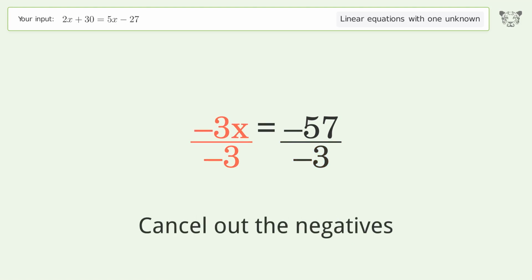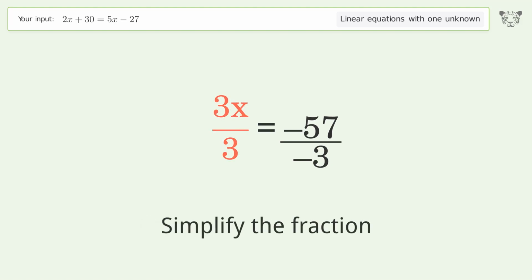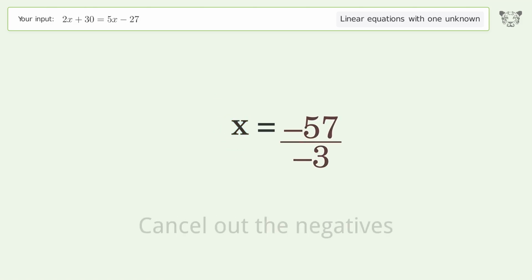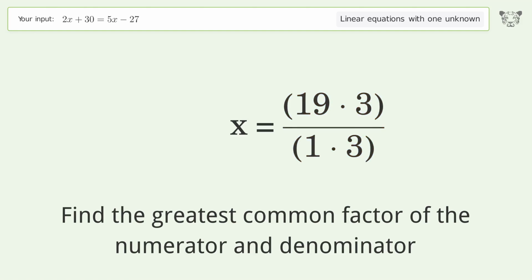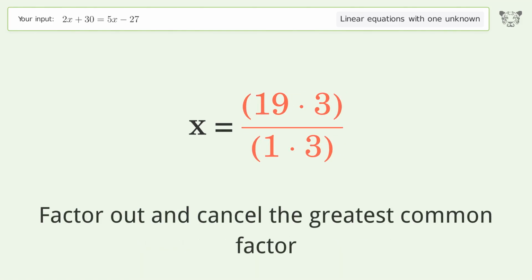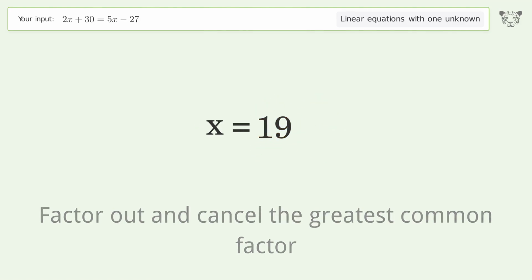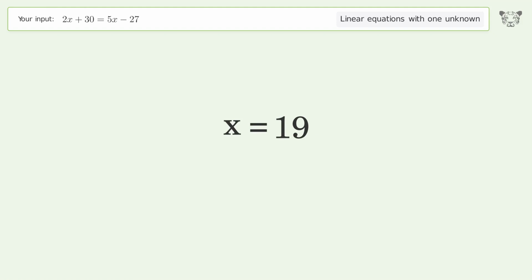Cancel out the negatives. Simplify the fraction. Cancel out the negatives. Find the greatest common factor of the numerator and denominator. Factor out and cancel the greatest common factor. And so the final result is x equals 19.